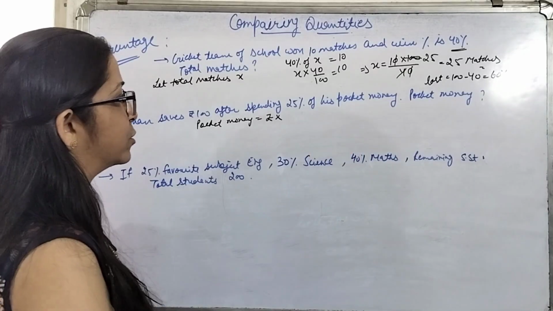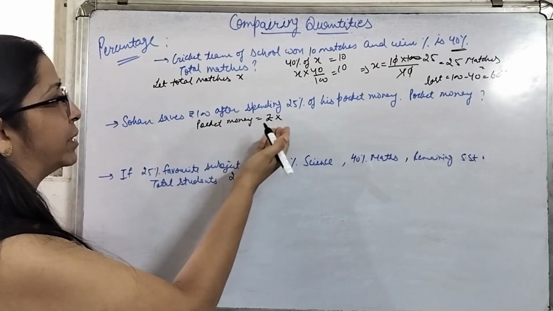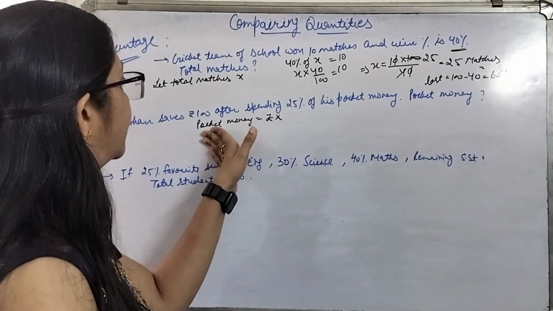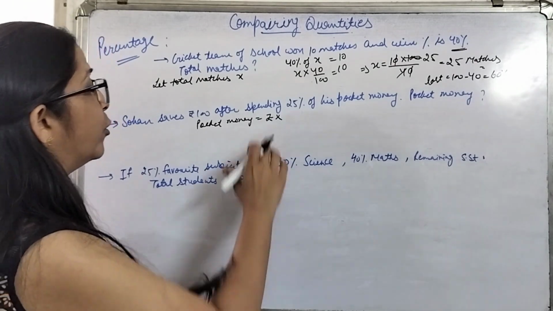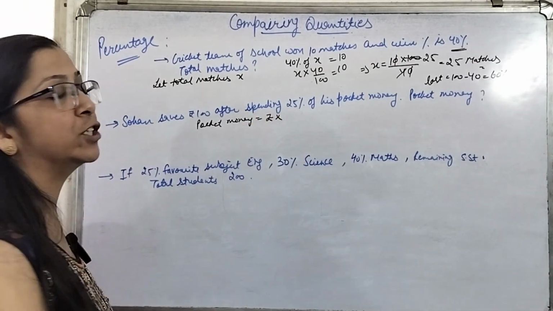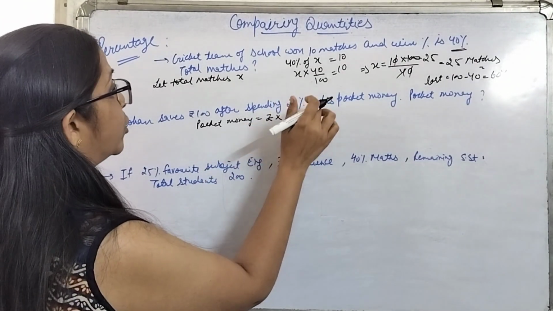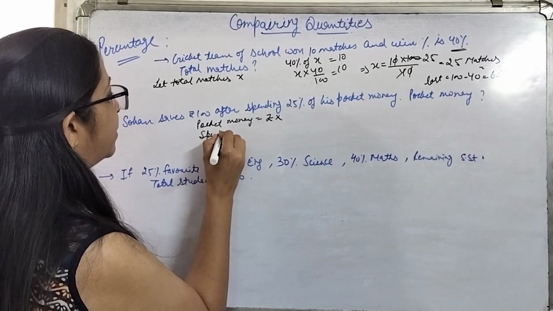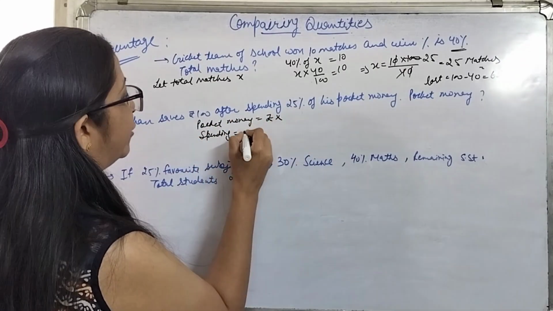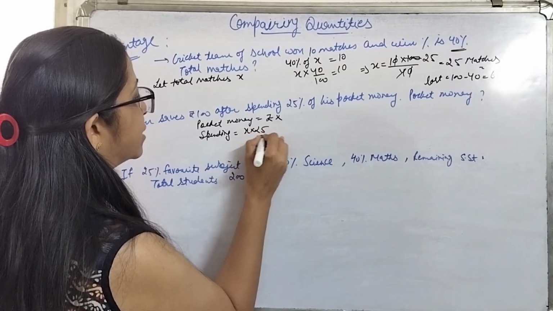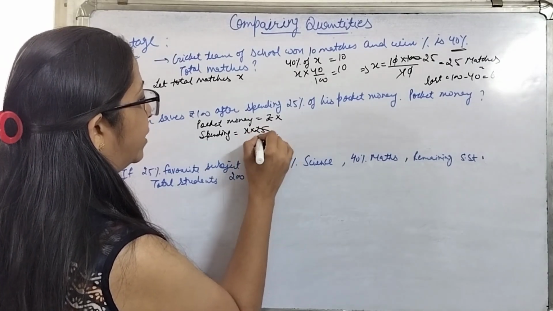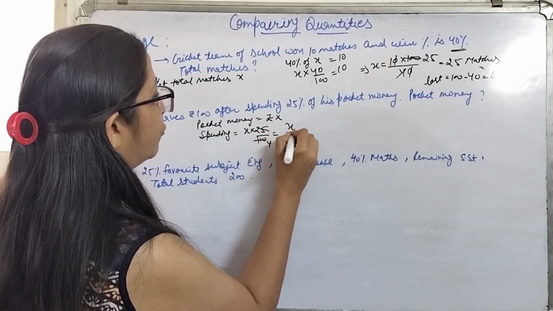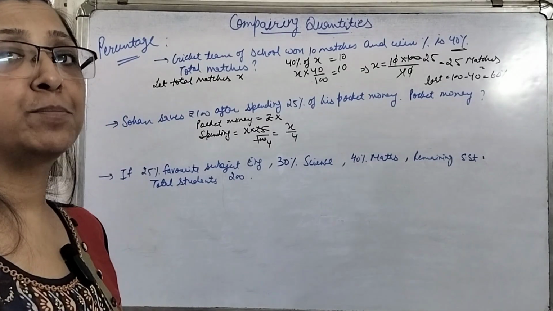Now, two methods could be there. One method is, if pocket money we are assuming to be X, and he is spending 25% of the pocket money, so 25% of this X he is spending. So the spending money is 25% of this, that is X multiplied by 25 upon 100. So X upon 4 is the money which he is spending.